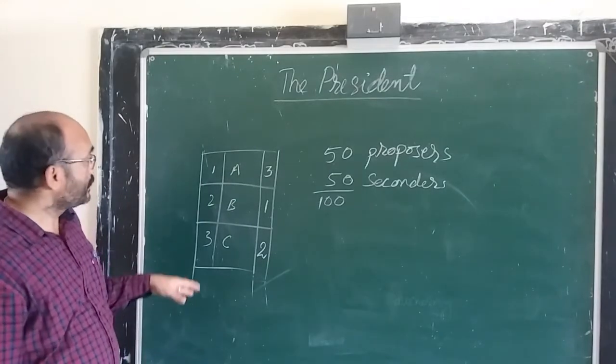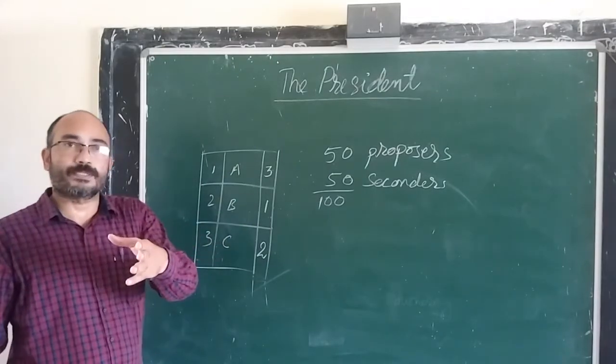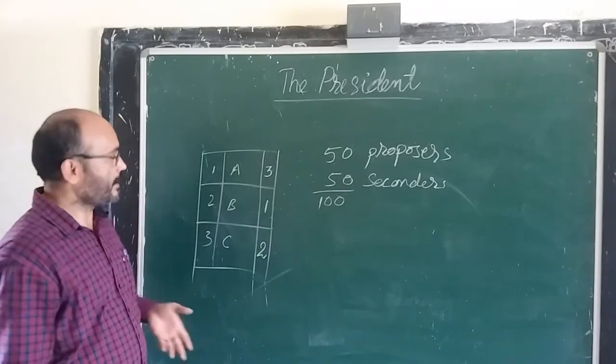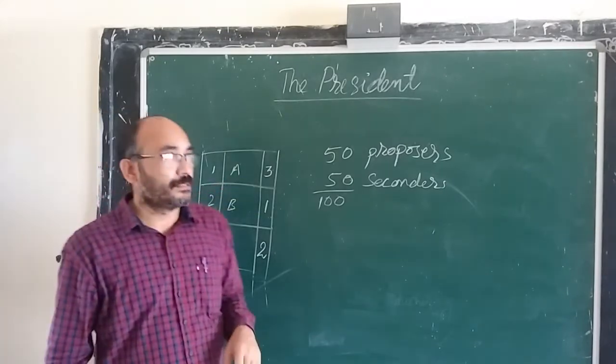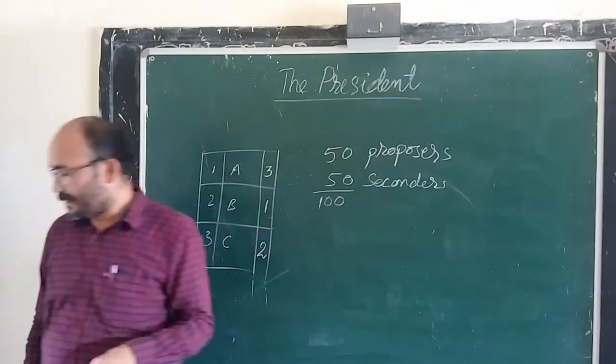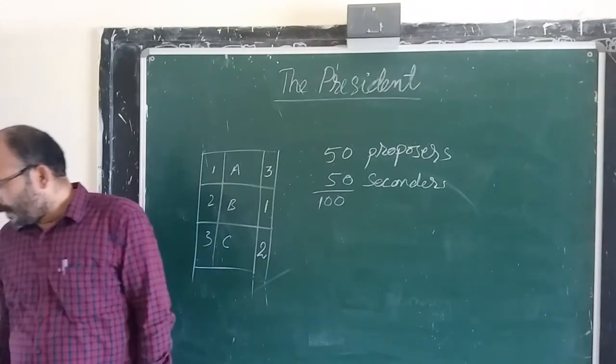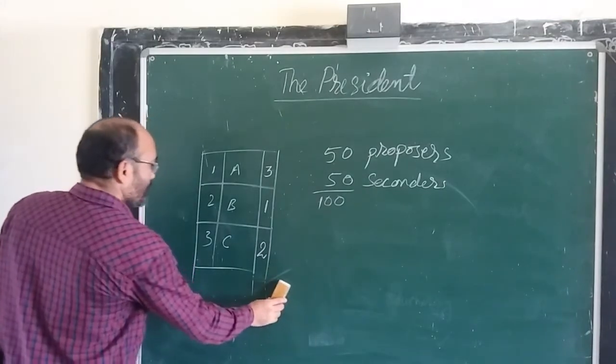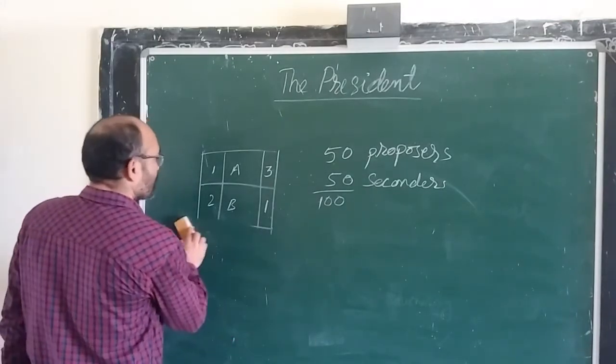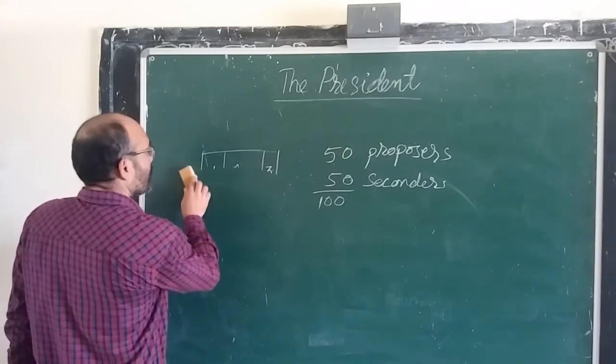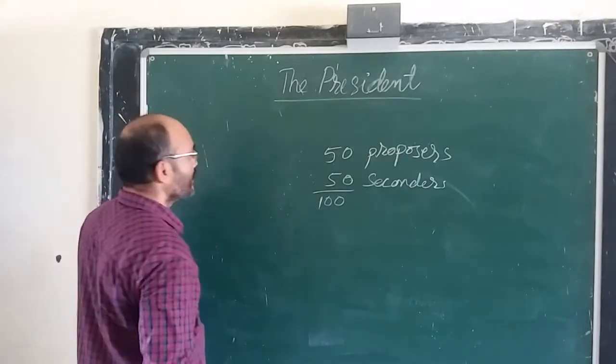Okay. If there are 2 candidates, then only 2 preference votes, only 2 votes. This way the single transferable vote works.